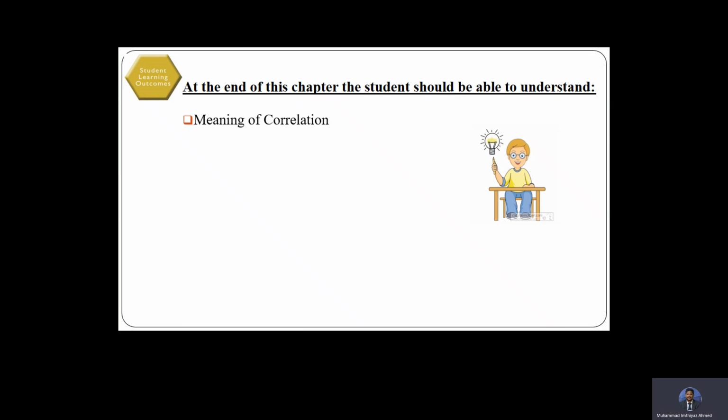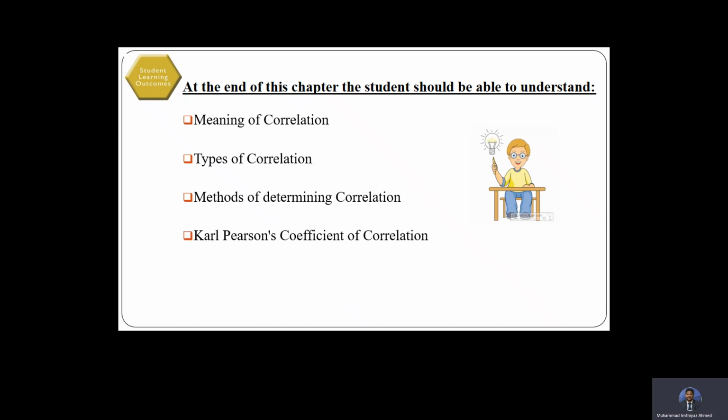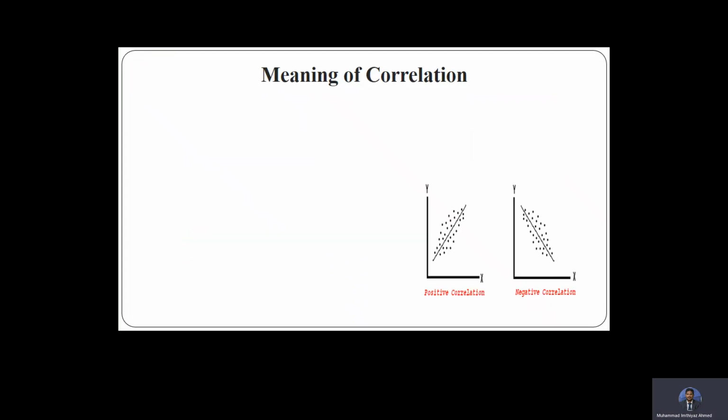The points we are going to cover are the meaning, types, methods, and Karl Pearson coefficient formula. This is what we are going to see. Now, we have a graph here. Two graphs: one is talking about positive, one is talking about negative. This is what we are going to study: relation.